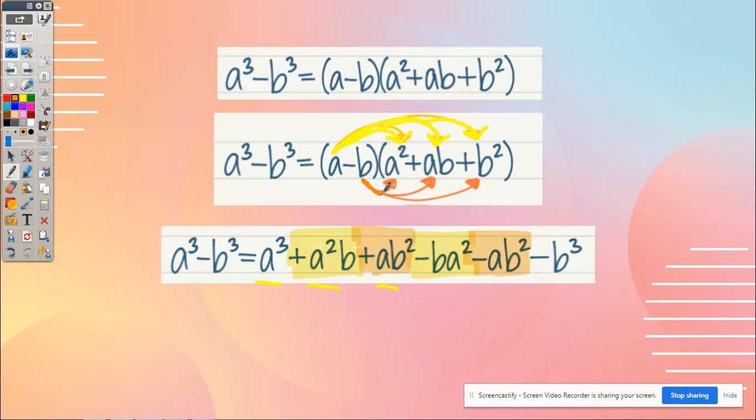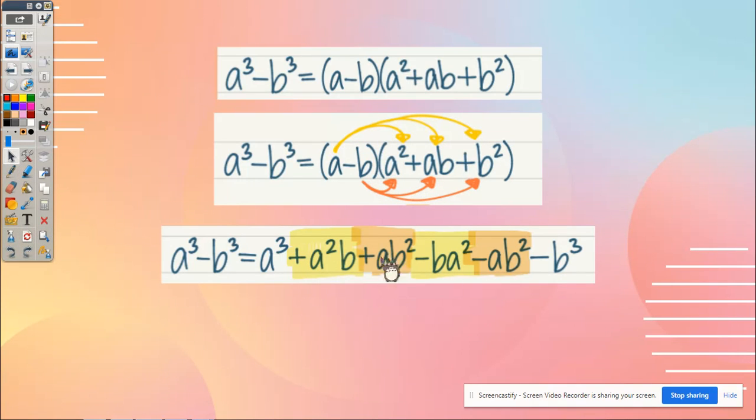Next, we have negative b times positive a squared is negative ba squared. Negative b times positive ab is negative ab squared because there were 2 b's in that one. Negative b times positive b squared, so you know it's going to be negative because negative times positive is negative, and you had 3 b's in that case.